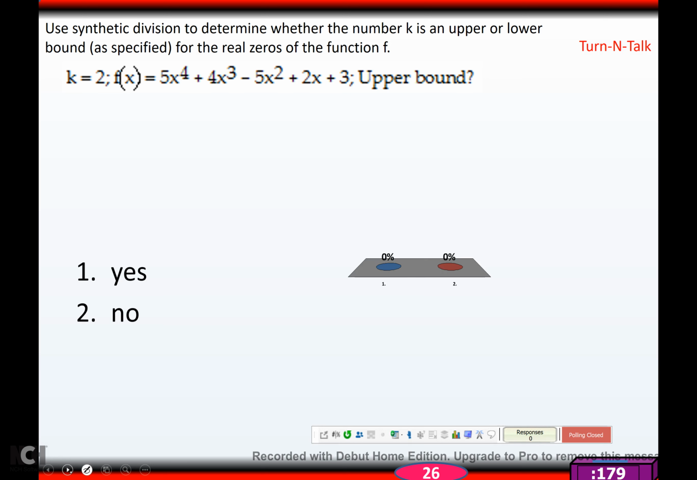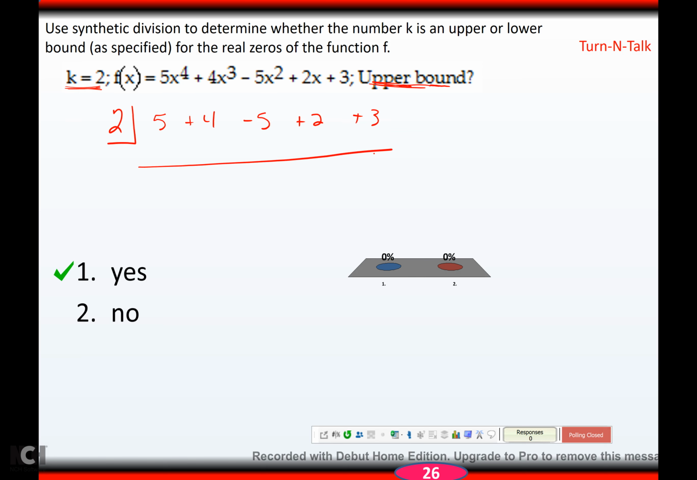And hopefully you got... Don't freeze on me now. Yes. All right. If I put 2, they're trying to test to see if it's an upper bound. That has to be positive. If they said test k is 2 as a lower bound, that's silly. It's not even meeting the criteria. K has to be positive to be an upper bound. It has to be negative to be a lower bound. All right. My 4th degree, my 3rd degree, my 2nd degree, my 1st degree, and my constant.